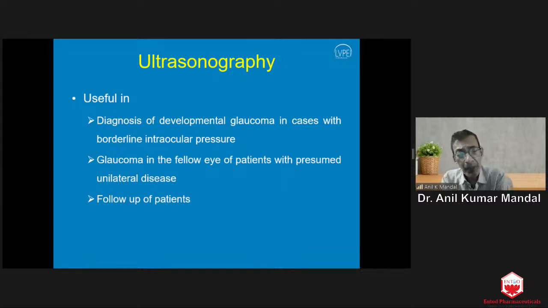a dangerous situation of posterior segment tumor, most commonly retinoblastoma in this age group. If you really miss that, it is a disastrous situation. So it is very important that we evaluate the posterior segment very well to rule out the possibility of a posterior segment tumor or posterior segment anomaly, which can secondarily give rise to or mimic primary congenital glaucoma.